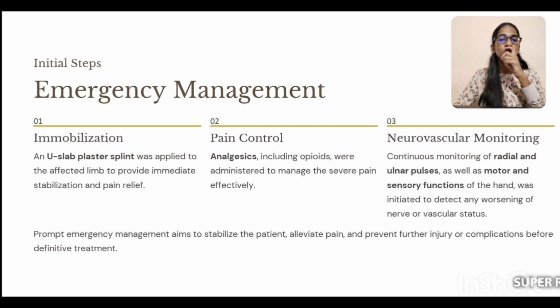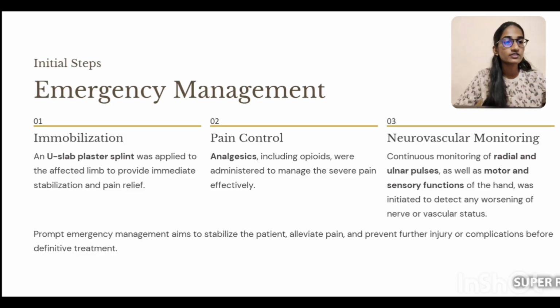Emergency management. There are mainly three emergency managements, and the first one is immobilization. A U-slab plaster splint was applied to the affected limb to provide immediate stabilization and pain relief. Then we are going to see pain control. Analgesics including opioids were administered to manage severe pain effectively.